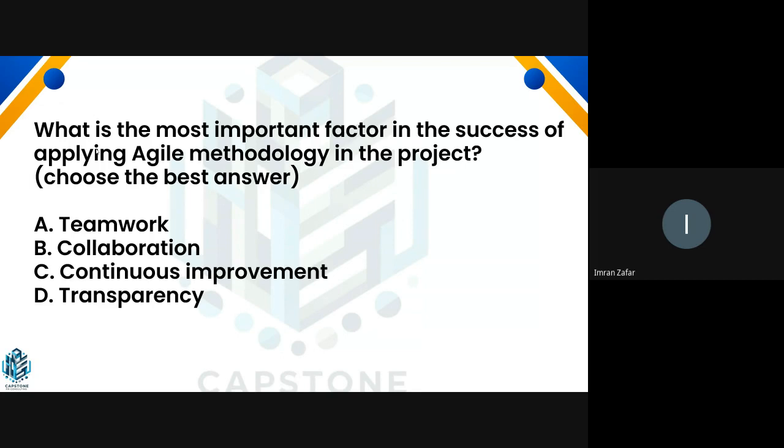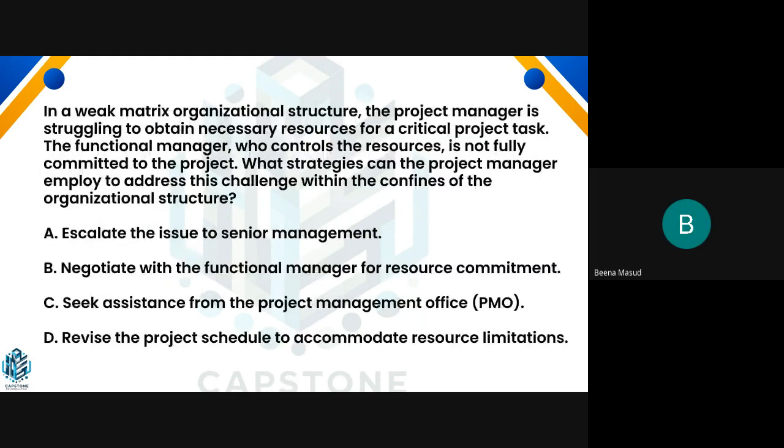Continuous improvement is what allows agile teams to evolve and enhance their work, their product, their processes, and their performance continuously. Okay, so the guys who gave B, I hope it is okay now, or you understand why C is the right choice. Let's move to the second one.